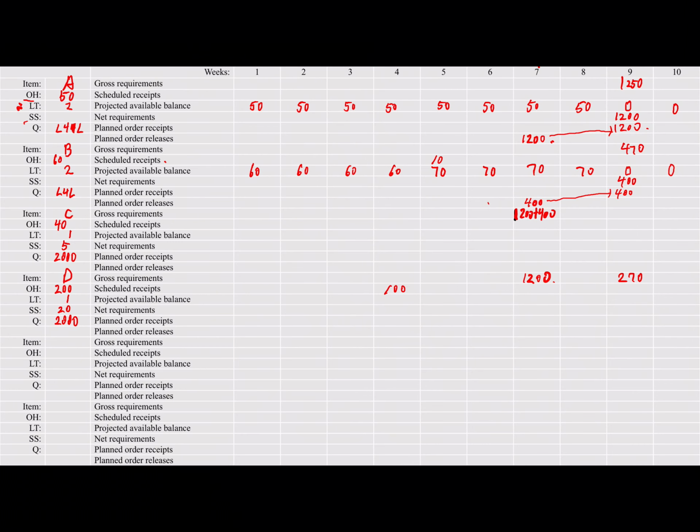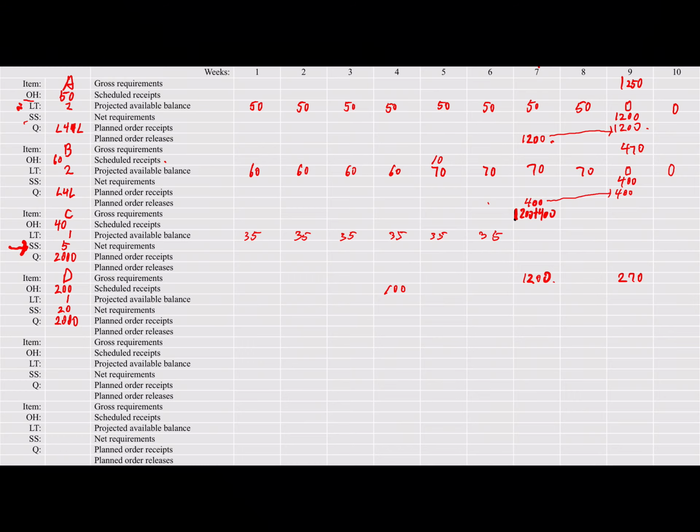Why is it 35? Because it has a safety stock. Safety stock means we already reserved this, so it should not be part of our planning. It should never be part of our planning, and we are doing this MRP table, which means we are doing planning. So we should not count this 5. That's why it should be 35 here, not 40.